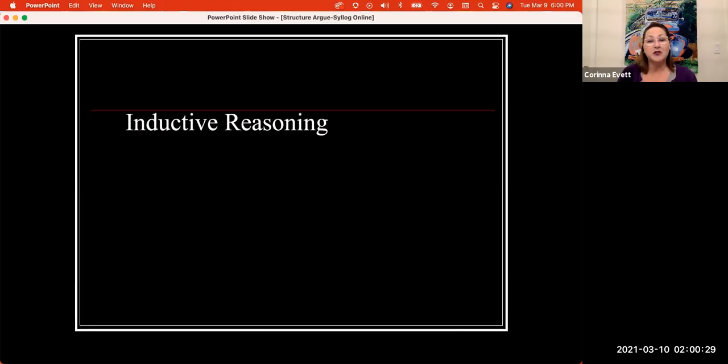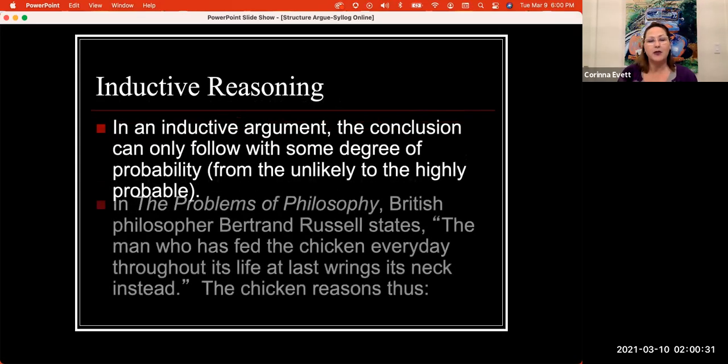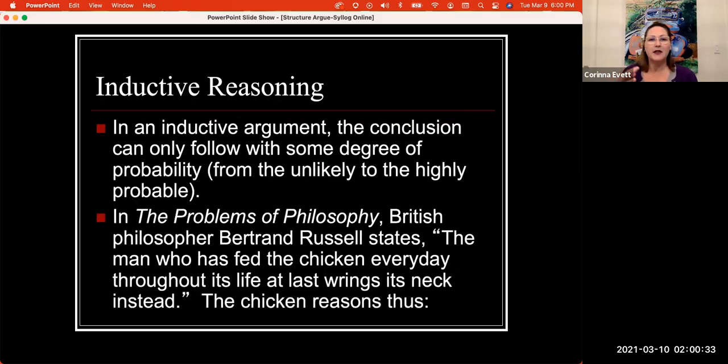Now, when we get to inductive reasoning, with an inductive argument, the conclusion can only follow to some degree of probability, from the unlikely to the highly probable. And you're going to find that there are different arguments where you're going to want to try to use deductive reasoning more, and there are other arguments where inductive reasoning is all that is available to us.